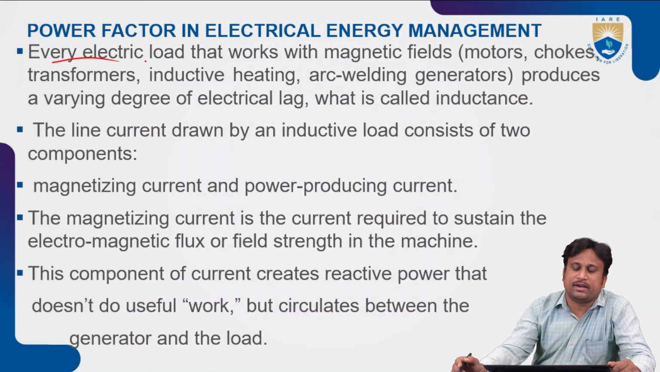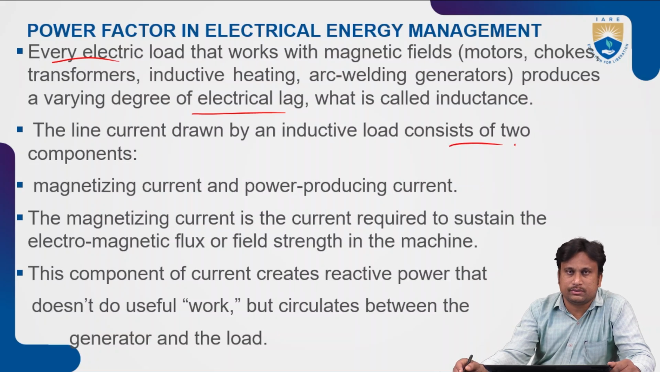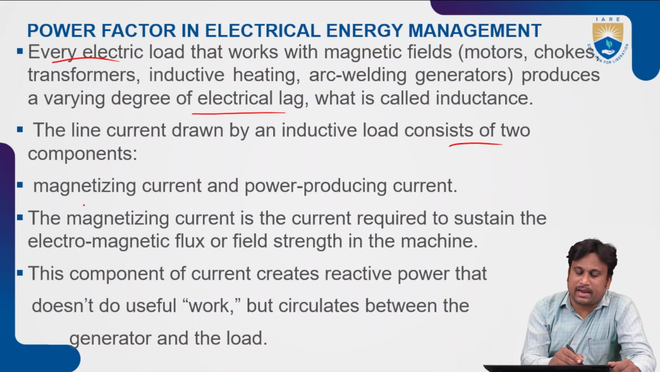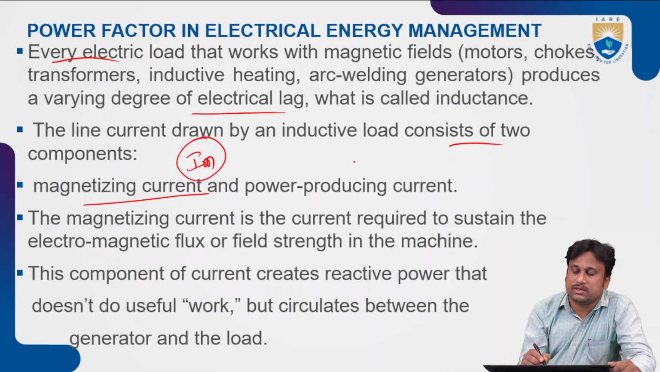Usually every electric load that works with magnetic fields, we already know motors, choke coils, transformers, inductive heating circuits, arc welding arrangements, generators, they are supposed to produce varying degrees of electrical lag. So this may be treated as one of inductive nature. The line current drawn by the inductive load contains two components: magnetizing current, denoted with Im, and the power producing current, that is IP. These are the two components.